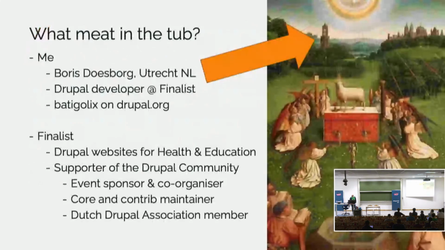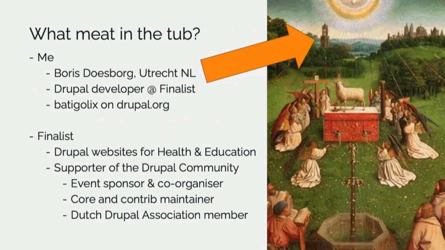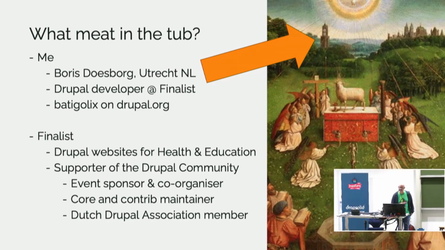Let's have a look. First, a small introduction about myself. My name is Boris Doesborg. I'm from Utrecht in the Netherlands, and for the people that don't know where that is, I recommend you go visit the Ghent altarpiece, this medieval painting, which prominently features Utrecht, which is also, of course, a very good thing. I'm a Drupal developer at Finalist, the company that I work for.